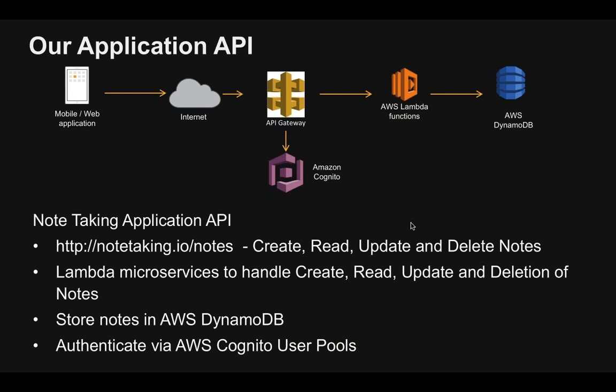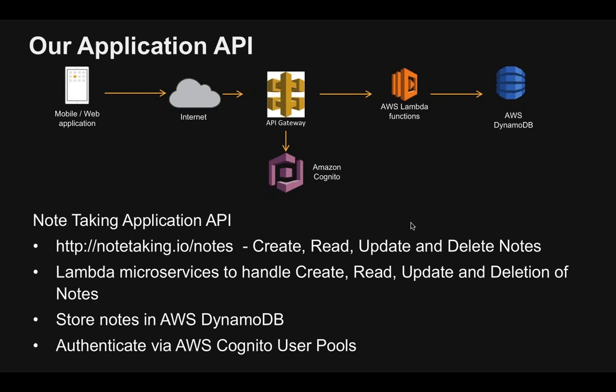Now, this note-taking application, I've called it a fictitious note-taking.io. It's going to allow an authenticated user to create, read, update, and delete notes, your typical CRUD operations. These operations will be handled by a Lambda microservice. And we will store the notes that the Lambda function creates in a DynamoDB table.